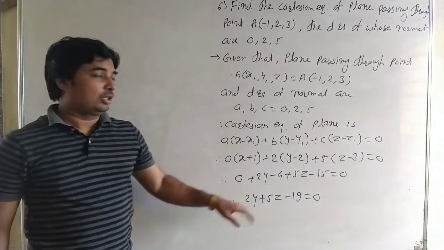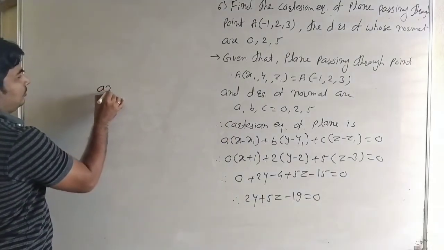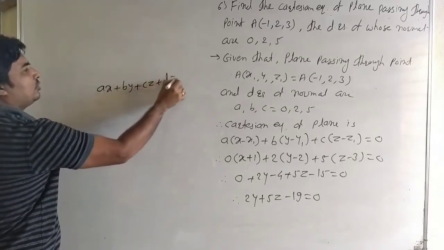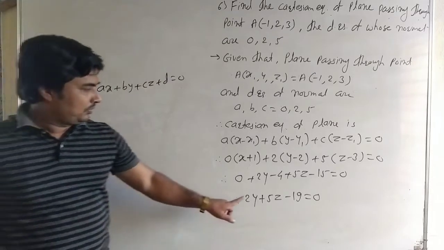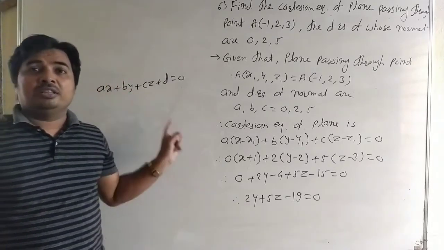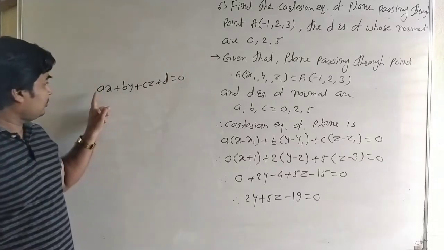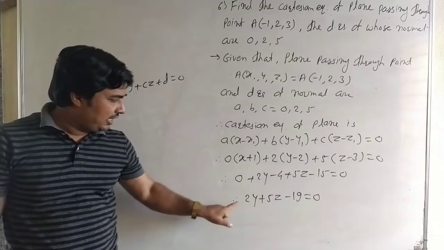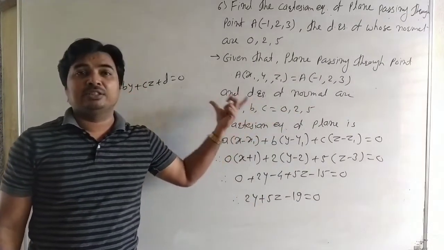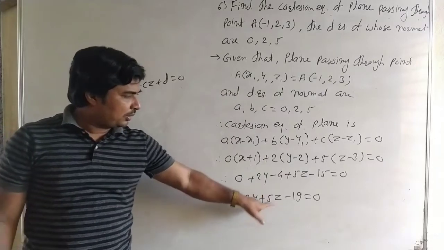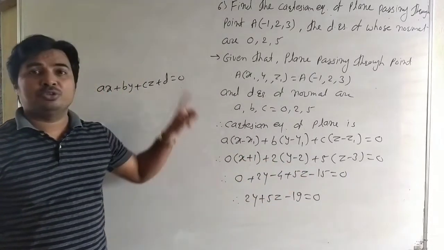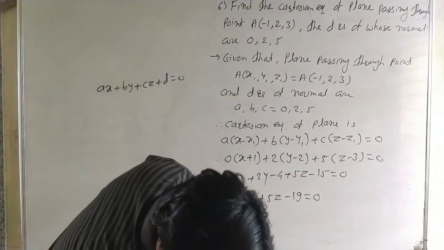And this equation is in the form of ax plus by plus cz plus d is equal to 0. It is a Cartesian equation of plane. And the coefficients of x, y, z are the direction ratios of the normal. It is a, b and c. Here a, b, c are 0, 2 and 5. 0, 2 and 5 are the direction ratios of the normal. 2y plus 5z minus 19 is equal to 0 is the Cartesian equation of plane. Now we see the next example.